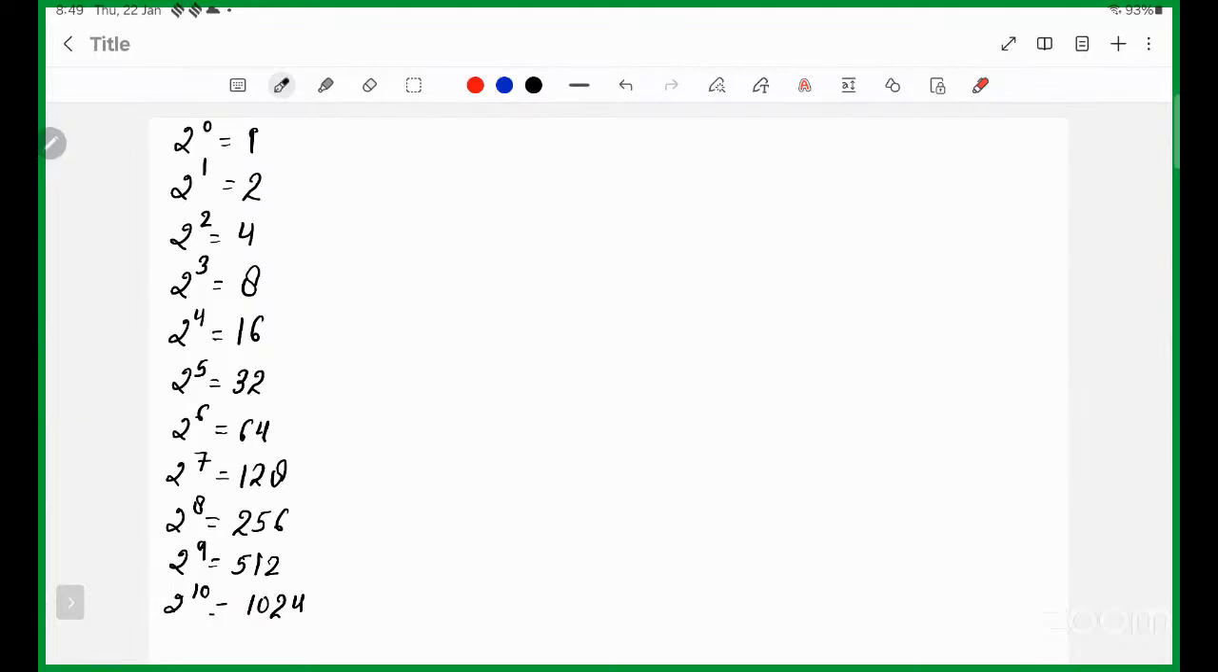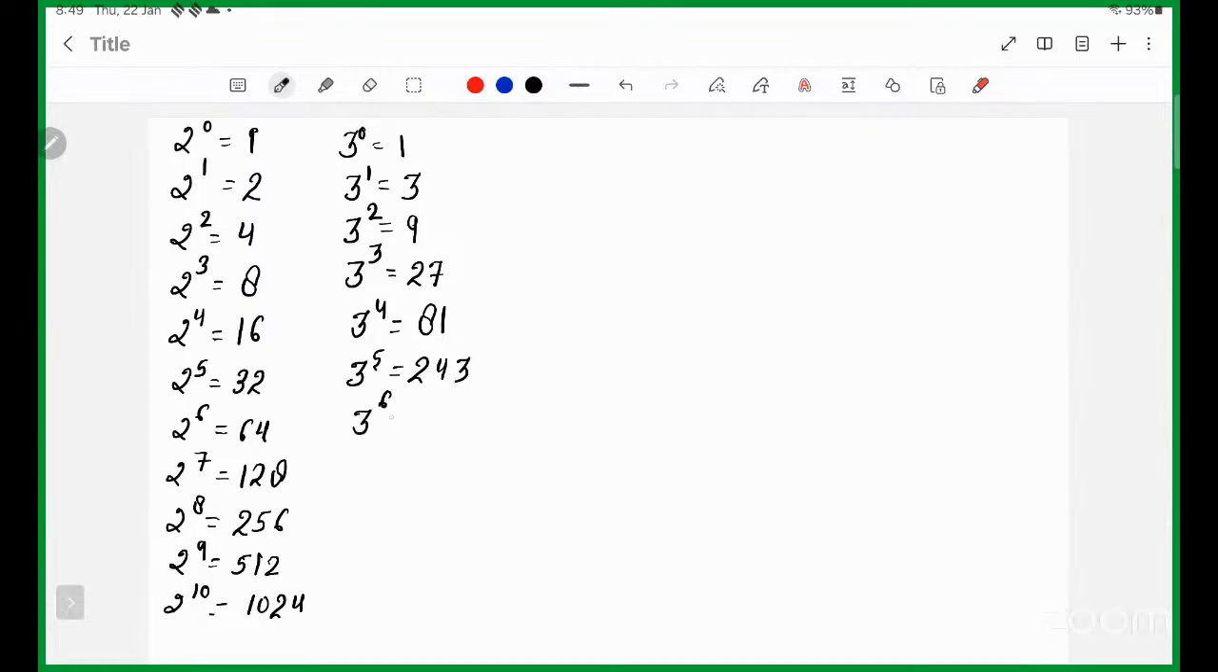1024. Okay. And next, 3 raised to power 0 is 1. 3 raised to power 1 is 3. 3 raised to power 2 will be 9. 3 raised to power 3 will be 27. 3 raised to power 4 is 81. 3 raised to power 5 is 243. 3 raised to power 6 is 729. And 3 raised to power 7 is 2187. Okay, you should remember till here.